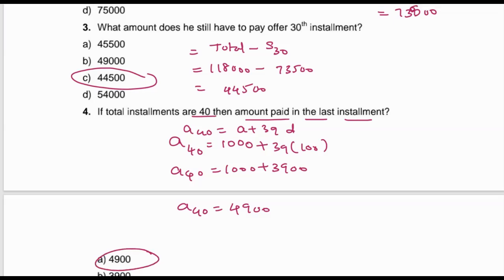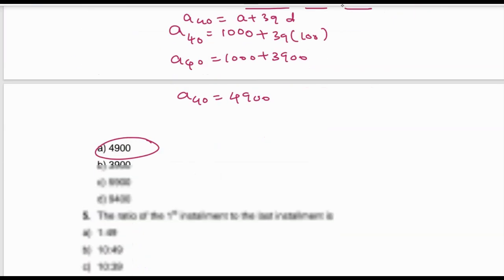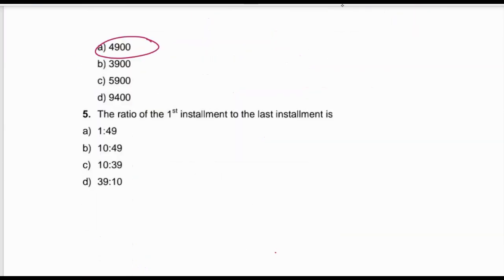So yeah, next one is the ratio of the first installment and the last installment. The first installment was 1,000 and the last installment was 4,900. So the ratio will be 1,000 divided by 4,900. The zeros will get cancelled. That will be 10 is to 49, that is the answer. So it is option B.